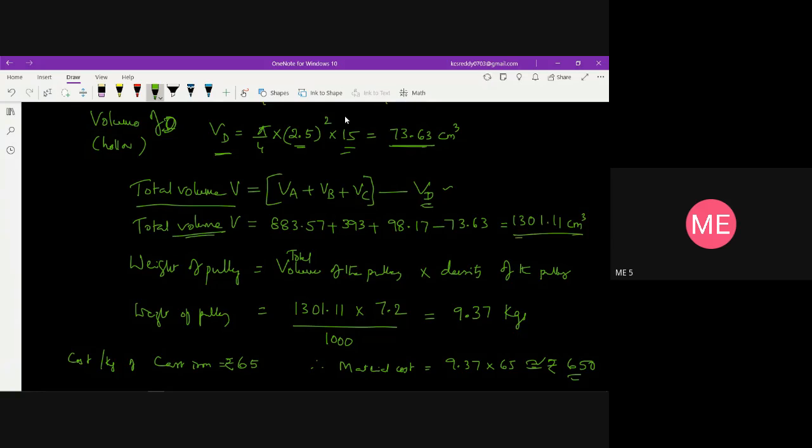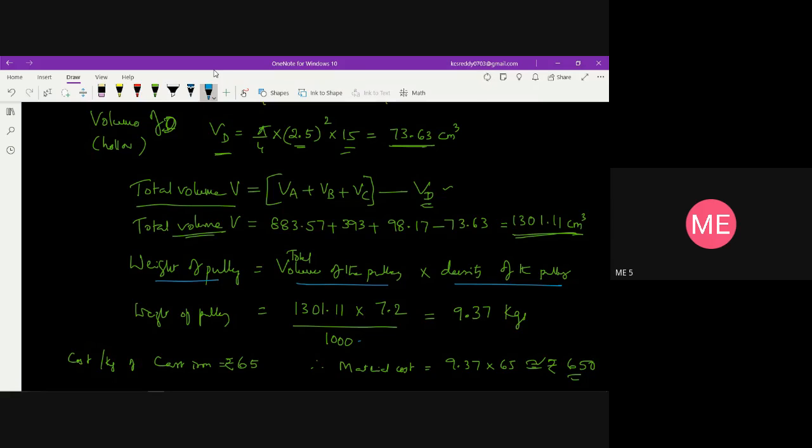So the total volume of the component I have got as 1311 centimeter cube, and then the weight of the pulley equation is going to be total volume of the pulley into density of the pulley. So weight of the pulley is equal to total volume of the pulley into 7.2 kg per centimeter cube. Here 7.2 grams per cc is given, so I am converting into kgs by dividing by 1000.